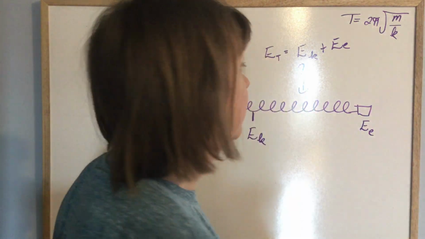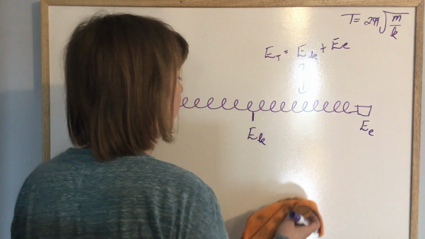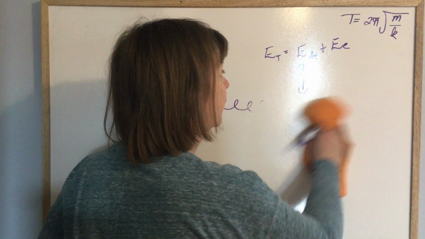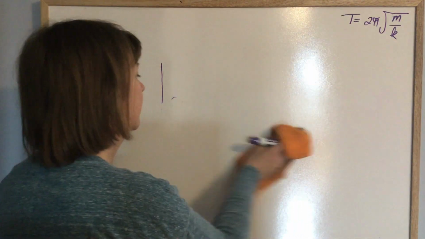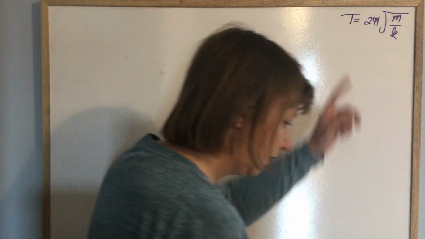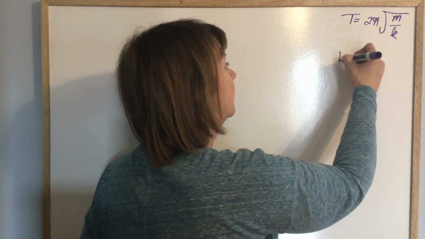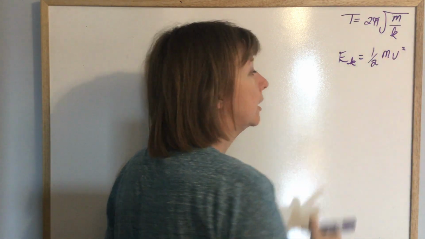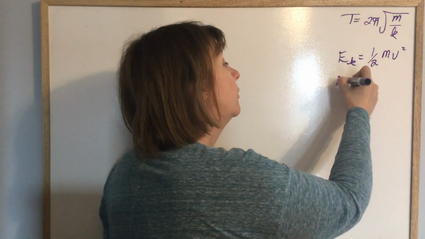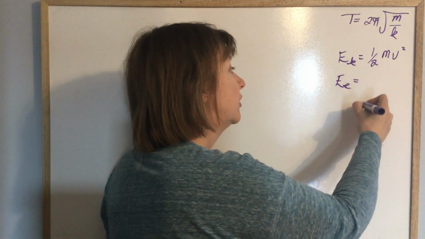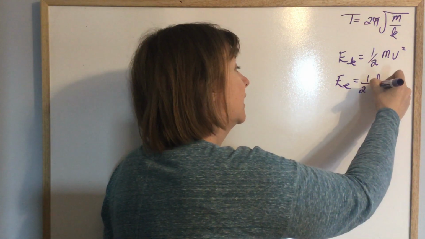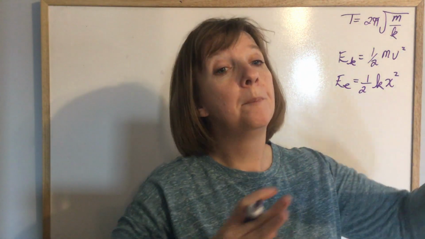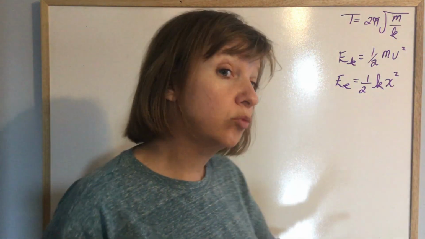All right. So when we talk about this, we're going to be talking about energy levels. We're going to be talking about period. So let's make a list of formulas that we know. So that's the new one. But we also know that kinetic energy is 1/2 mv squared. I hope you know. And we know that elastic potential energy is 1/2 k times x squared. And x is the amount that the spring is stretched.